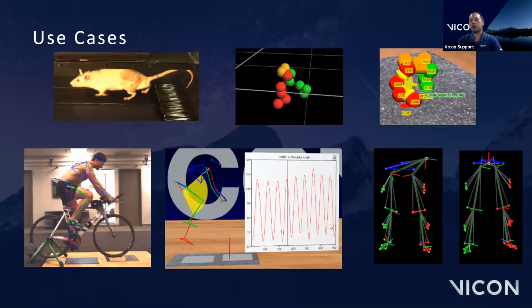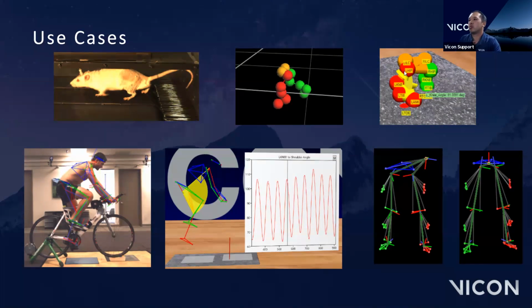So some use cases, I've got 3 up here. So the first one is, let's say you want to do some animal studies, you put some markers on there. We obviously don't have our models readily available for doing rat studies. So you put on some markers, you get your marker trajectories in Nexus, you label them, you track them throughout the entire trial, and then it's like, okay, well, what do you do next?